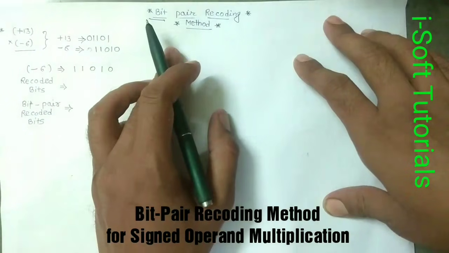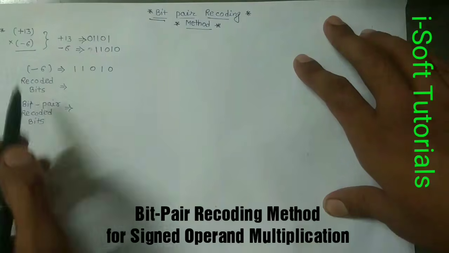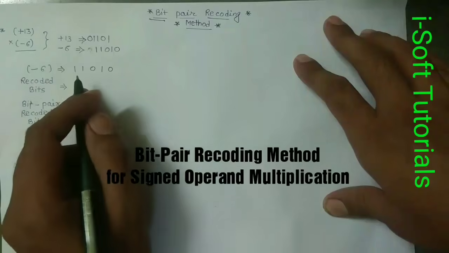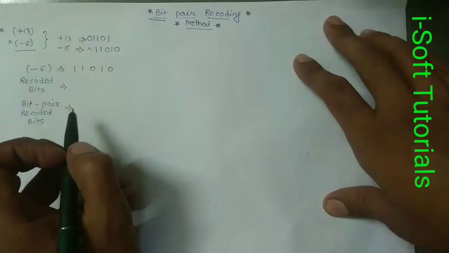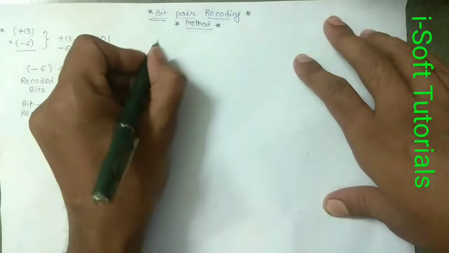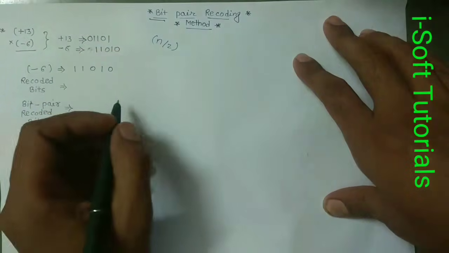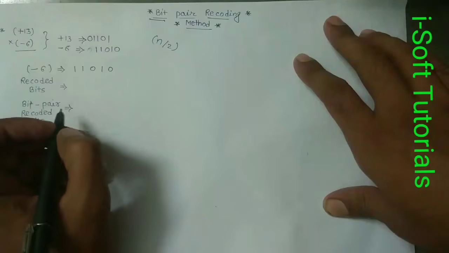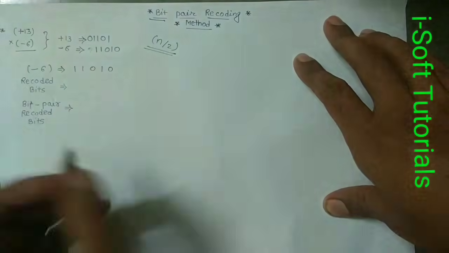In Booth algorithm, we have generated recoded bits from multiplier. So there are n recoded bits for n bit multiplier that we have generated in Booth algorithm. Here in bit pair recoding method, it is guaranteeing that it will generate n by 2 recoded bits for n bit multiplier. So it will reduce the number of summands. Summands means operations that we have to perform, because here we will get only n by 2 recoded bits.